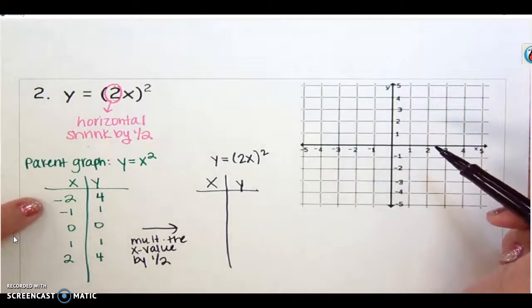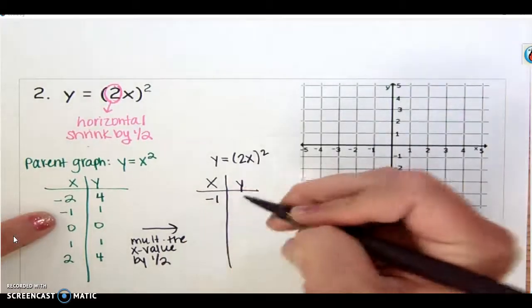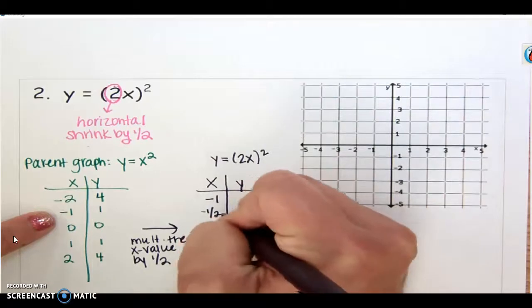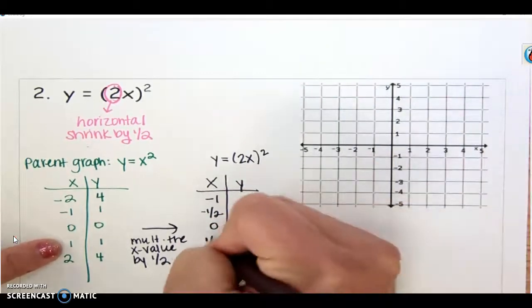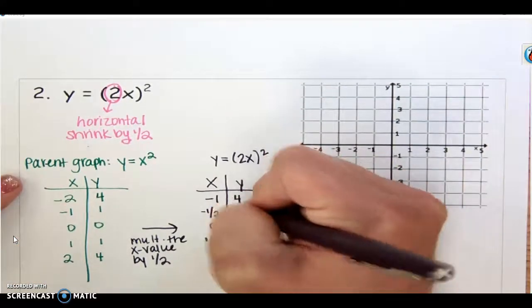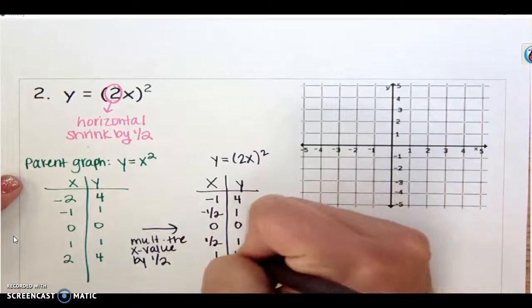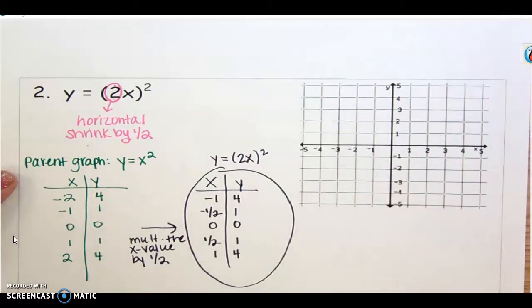So when we multiply -2 times a half, that'll give us -1. -1 times a half will give us -1/2. 0 times a half will give us 0. 1 times a half, 1/2. 2 times a half will be 1. The y values are not going to change. You're just going to copy those down. And then because that was our only transformation, we're just going to graph that. So we're going to have the point -1, 4.